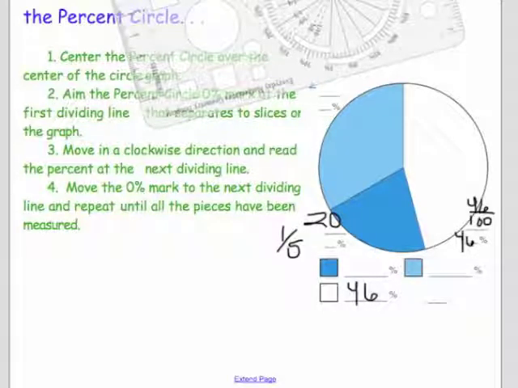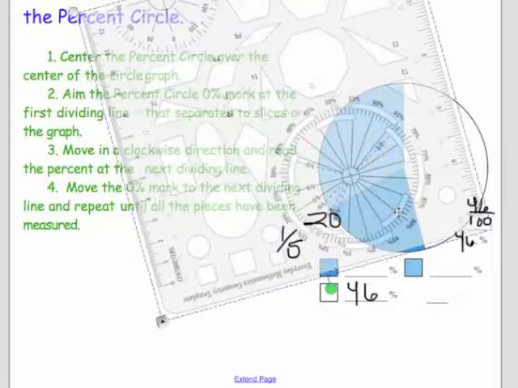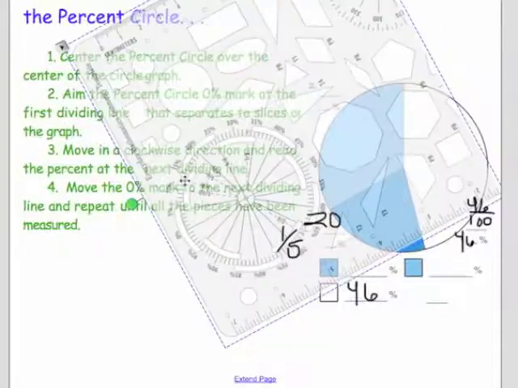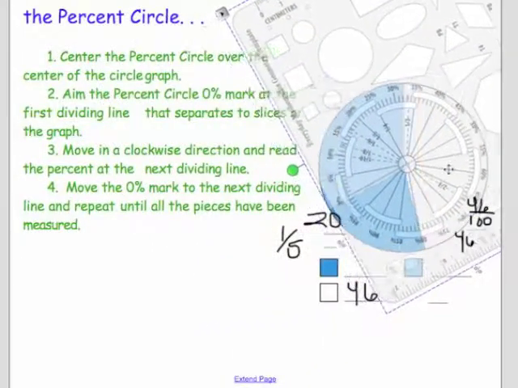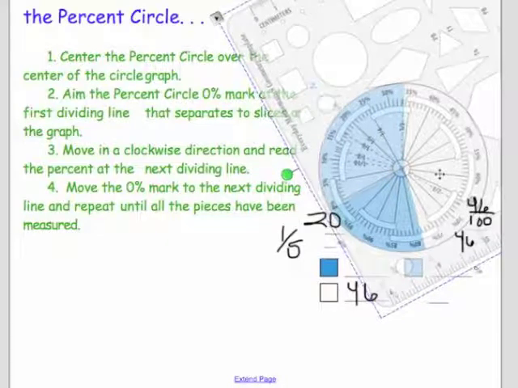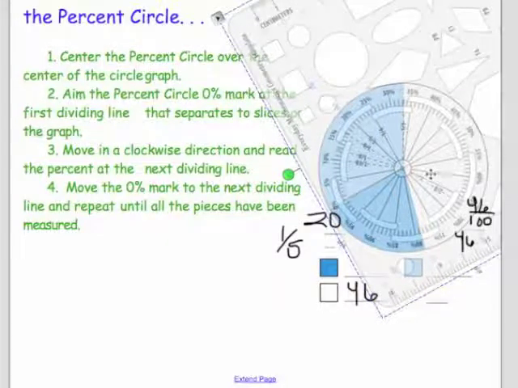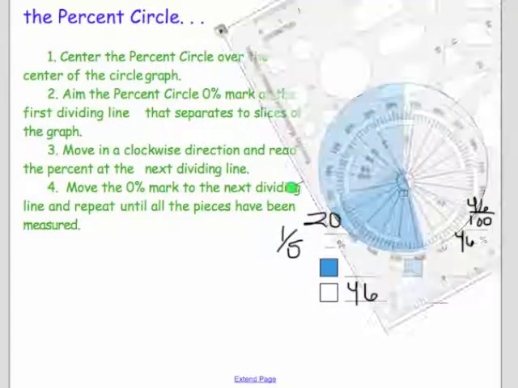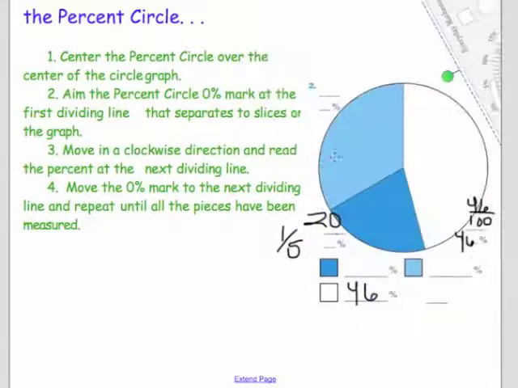Okay, and then I'm going to just continue to rotate my template around to the beginning of the light blue section. Line it up right on the middle there. Okay, so my light blue section is going to look about 33%, and right at that 1/3 mark. 33% and 1/3. Move this out of the way. So about 1/3 of this is light blue, which is about 33%.